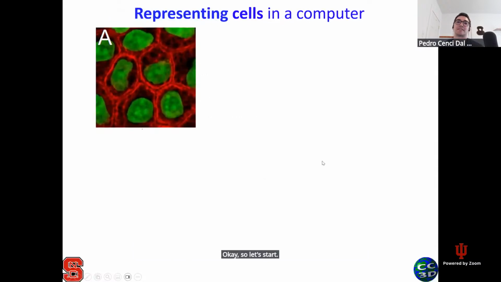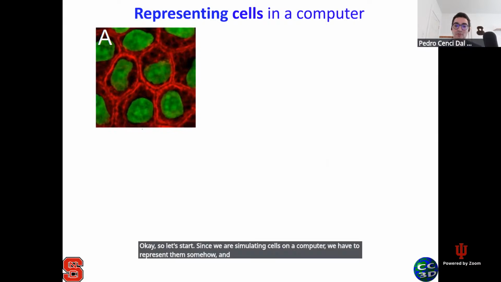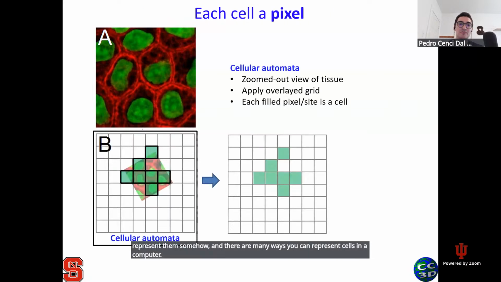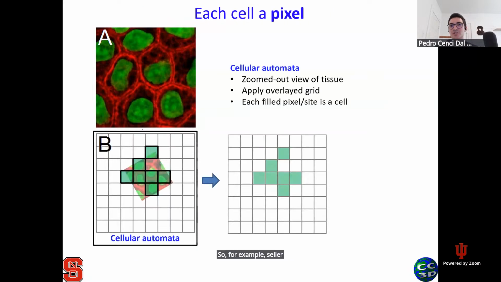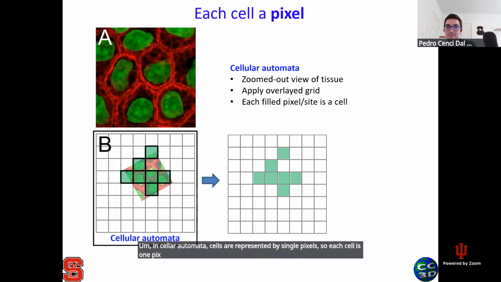Since we are simulating cells in a computer, we have to represent them somehow. And there are many ways you can represent cells in a computer. So for example, cellular automata, which is a competing method, let's say, in cellular automata, cells are represented by single pixels. So each cell is one pixel. Okay?